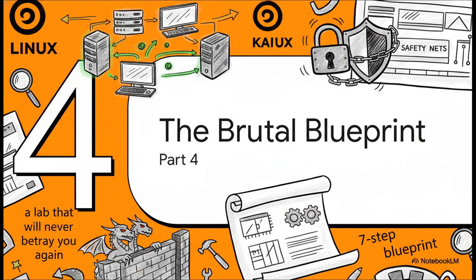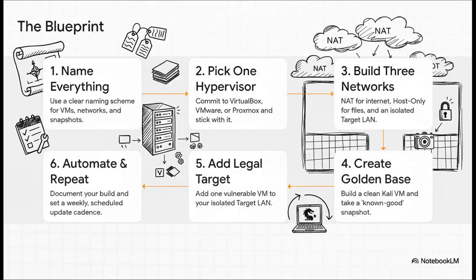Part 4, the 7-step brutal blueprint. All right, let's bring it all home. We've talked about the foundation, the safety net, and the philosophy. Now let's assemble it into a simple, actionable plan. This is it, the blueprint for a lab that finally works for you, not against you. So why brutal? The only brutal part is having the discipline to actually do it.